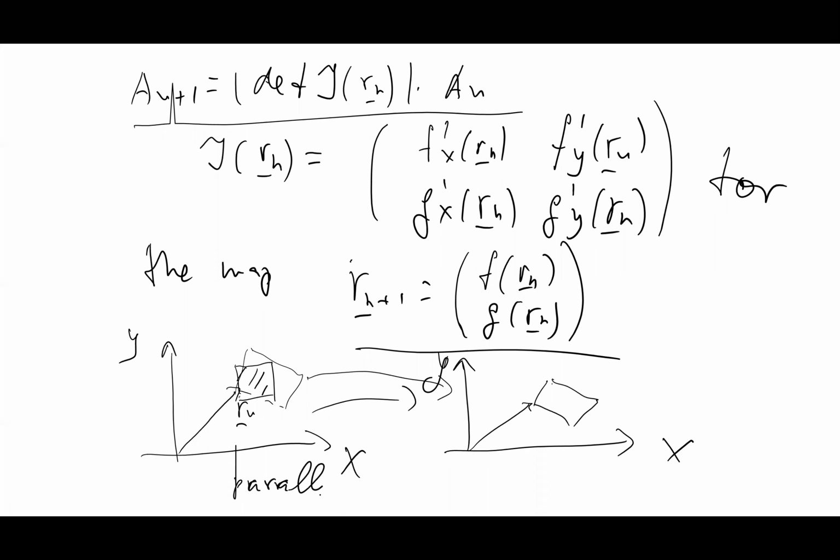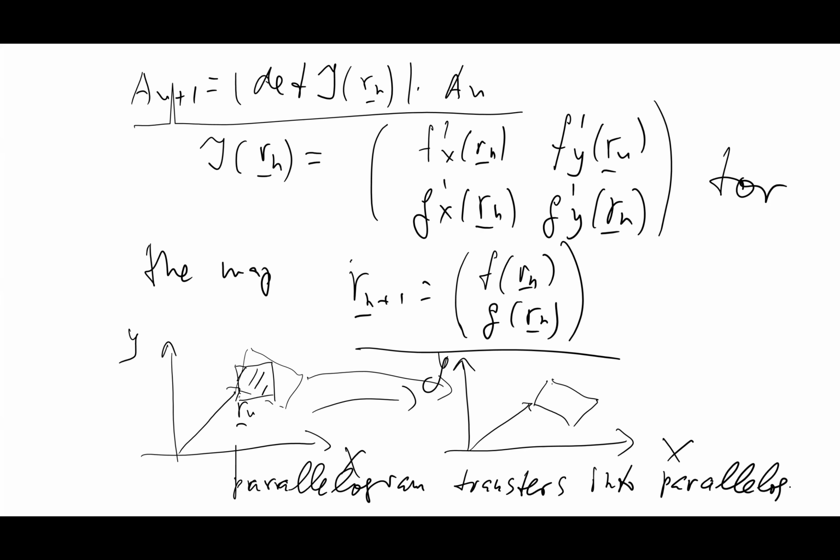Parallelogram transfers into parallelogram. So this is the first statement. In fact, another approach would be to consider not parallelograms, but rather ellipses. Ellipse also transfers into ellipse as a first approximation for the maps. So this is what I want to prove now.